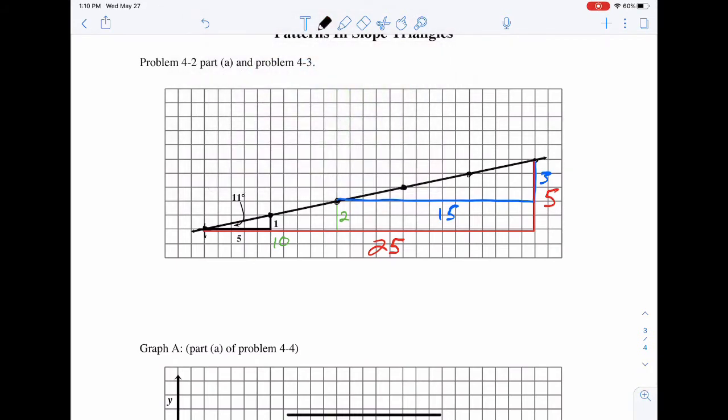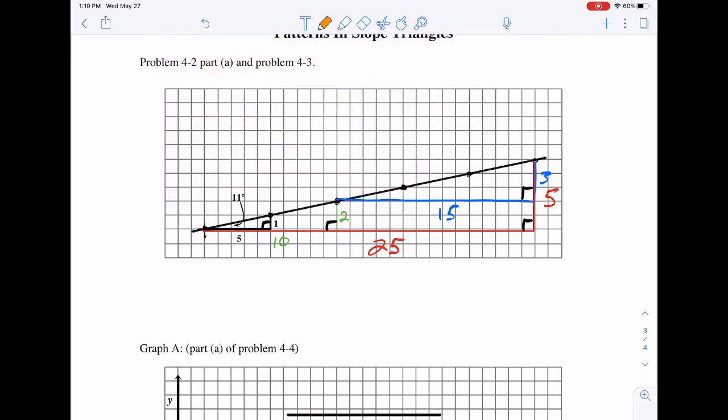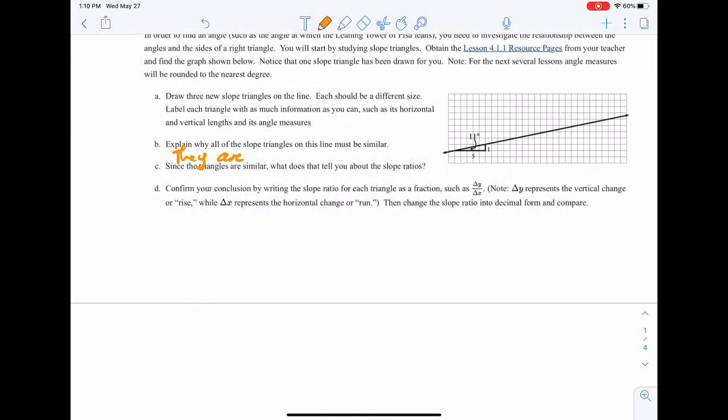Well, if we look at all of these, we can prove that they're similar by angle. So they all have this right angle. That's one angle. And then as they show us here, this angle right here is 11 degrees. And since the bases of all of these are parallel horizontal lines, this line creates the same angle with all of those. And they are all similar. They are similar by angle similarity.